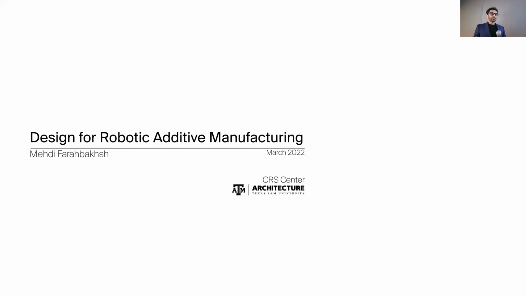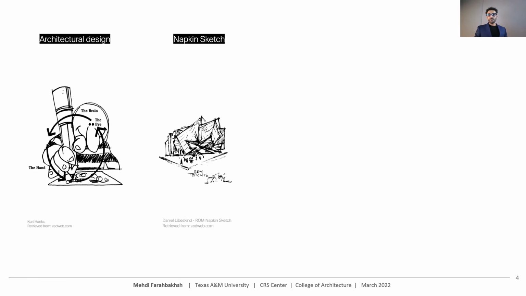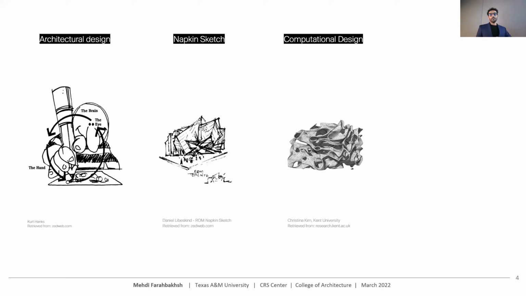So the title for my presentation is how we design with robotic additive manufacturing. Architectural design usually starts with an intellectual concept. The designer's hand is like the printer for his mind, and it helps him to visualize, understand, and develop different aspects of the main idea. A napkin sketch, as one example, is a way to externalize the thoughts in the designer's head. And the computational power of computers has enabled an architect to think and design in a much more complex way that was not easy or even possible before.